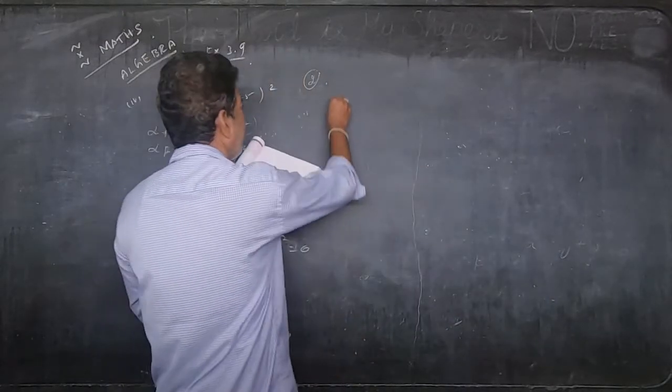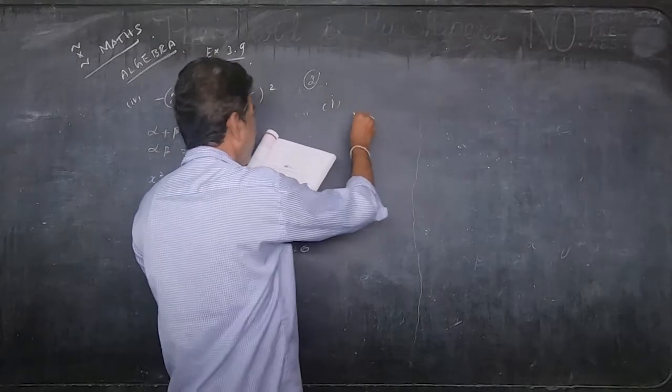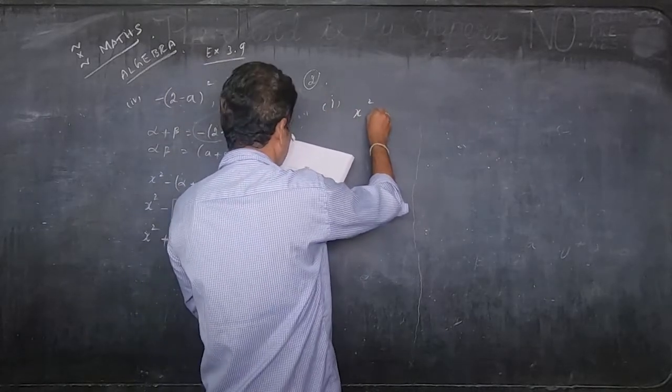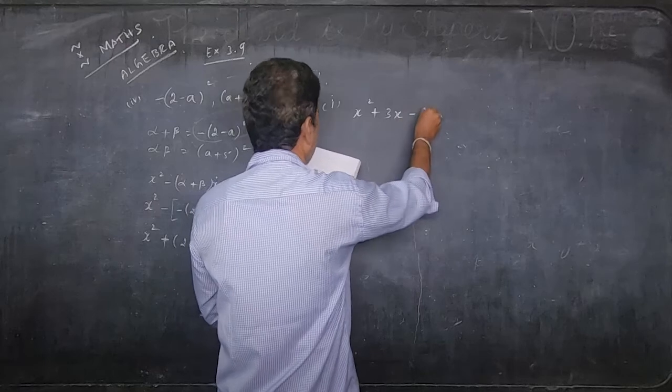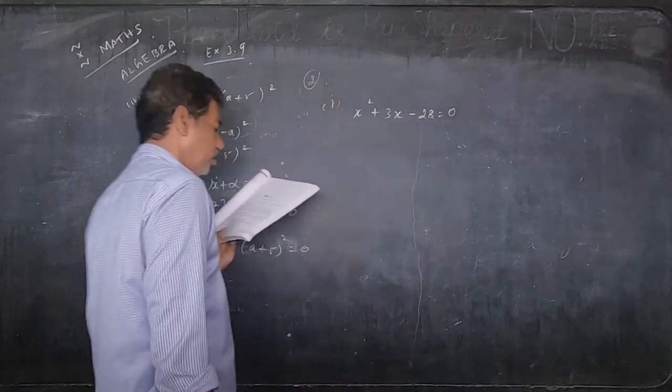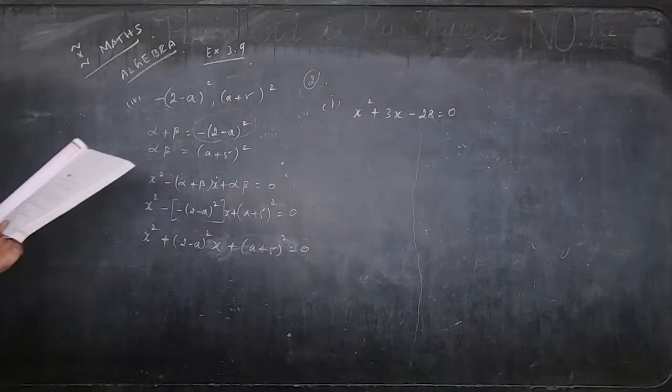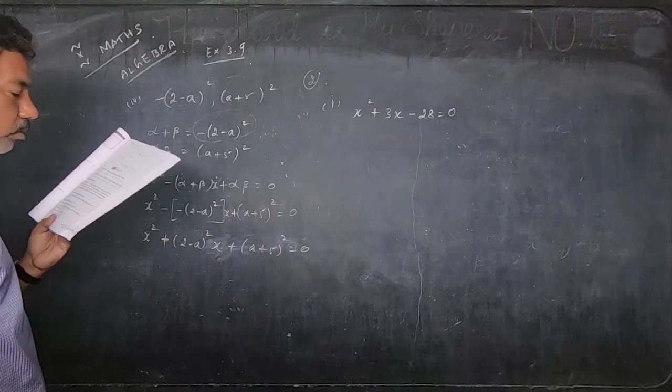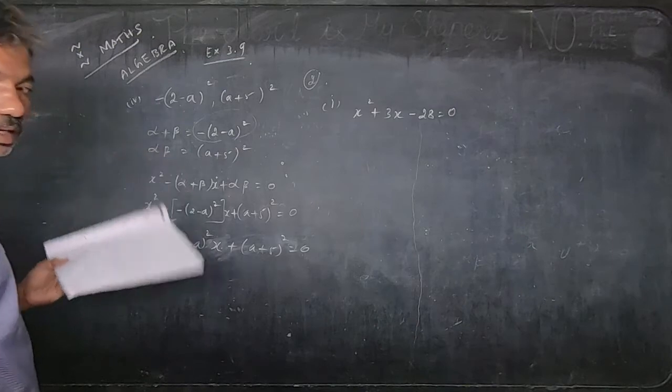So the first question. Okay, x square plus 3x minus 28 equal to 0. This is the last one, only this is homework. Okay, so fourth we will do second and third.